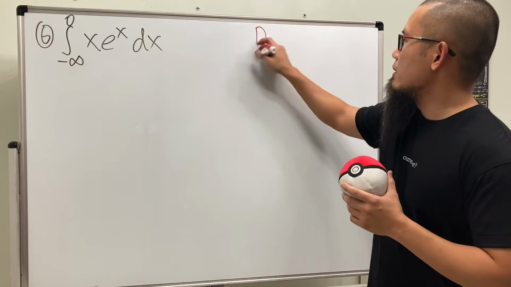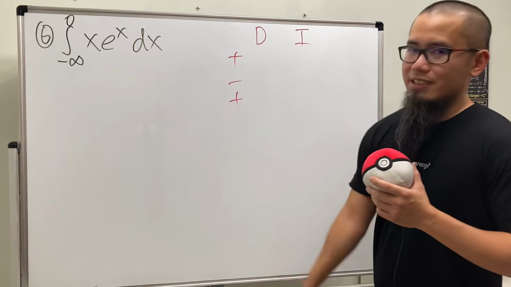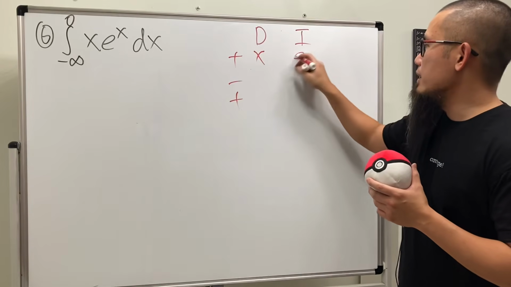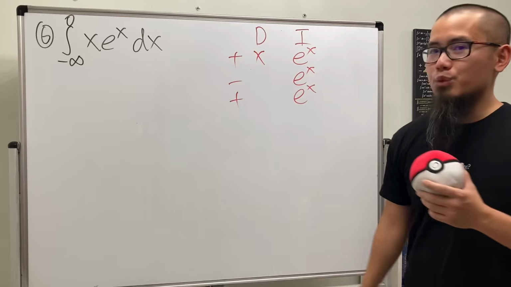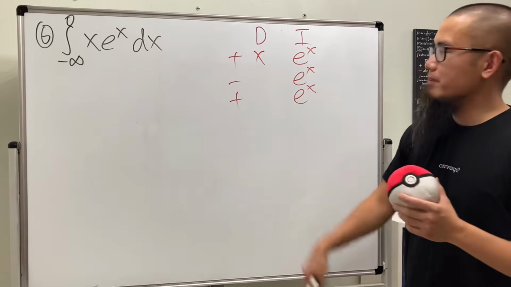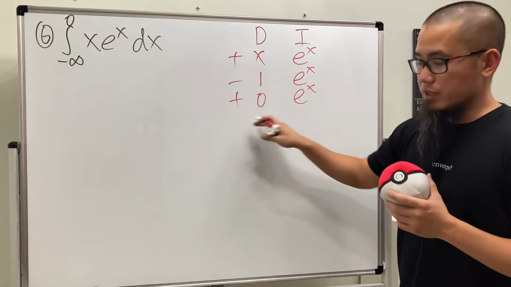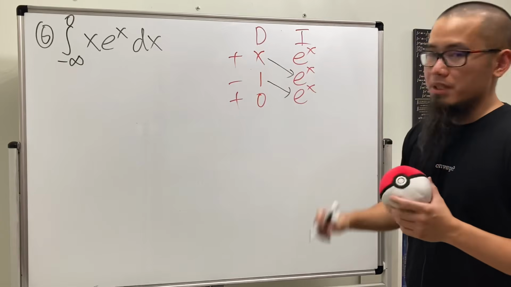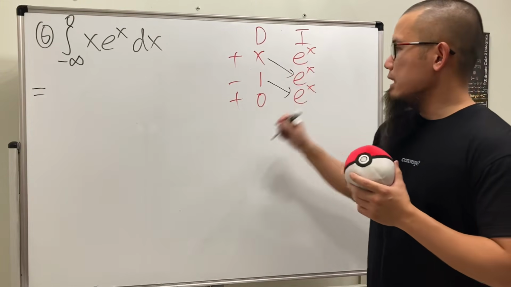So let's put this down on the side. Of course, do the DI table, plus minus plus. We are going to differentiate x and integrate e to the x. We can integrate e to the x however many times as you would like. But don't do that, of course. Just stop right here, because you know, differentiating x one time we get 1, do it again we get 0, so we stop right here. Ladies and gentlemen, this times that will be the answer, right? So we know this right here will be x times e to the x.